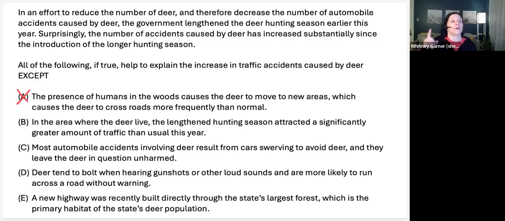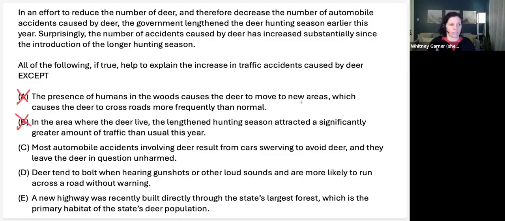B, where they live, this longer hunting season has attracted more hunters, a greater amount of traffic than usual. So, okay, one, it could be more deer in the road. That's A. B, it could be more cars. And so if there are either of those things, more deer or more cars, this plan's not going to work. So B's coming out as well.